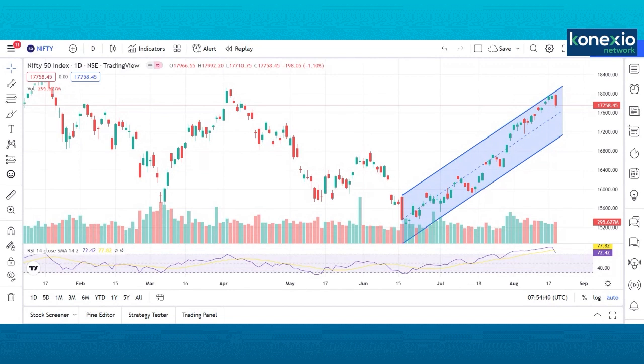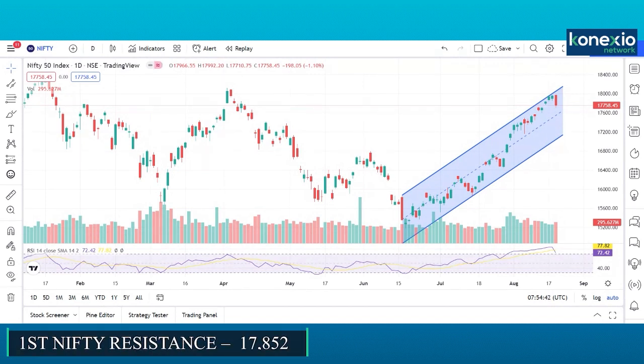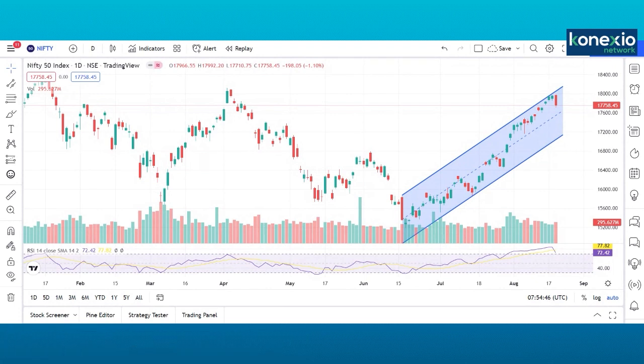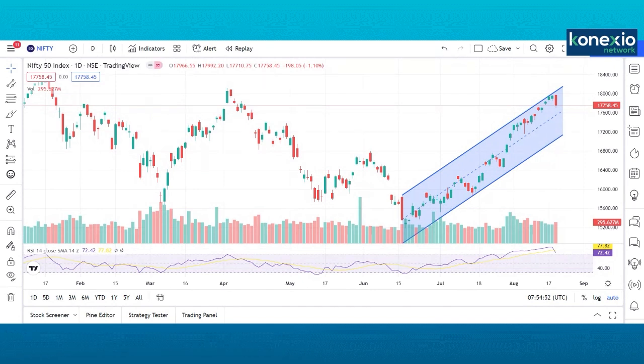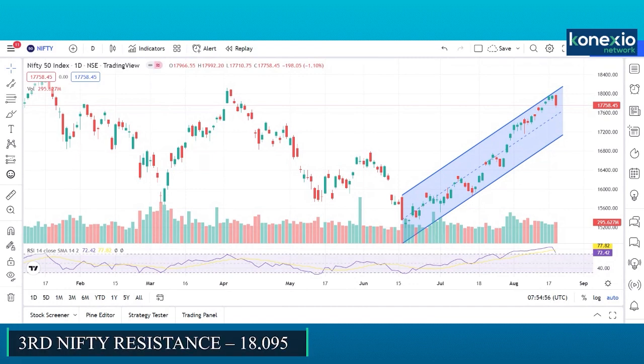On the upside, the first resistance is placed at 17,852. Above that, the second resistance is placed at 17,992, which is the swing high of Friday, and the third resistance is at 18,095. So these are the important support and resistance levels in the Nifty. Traders should watch these levels closely and then trade in the direction.